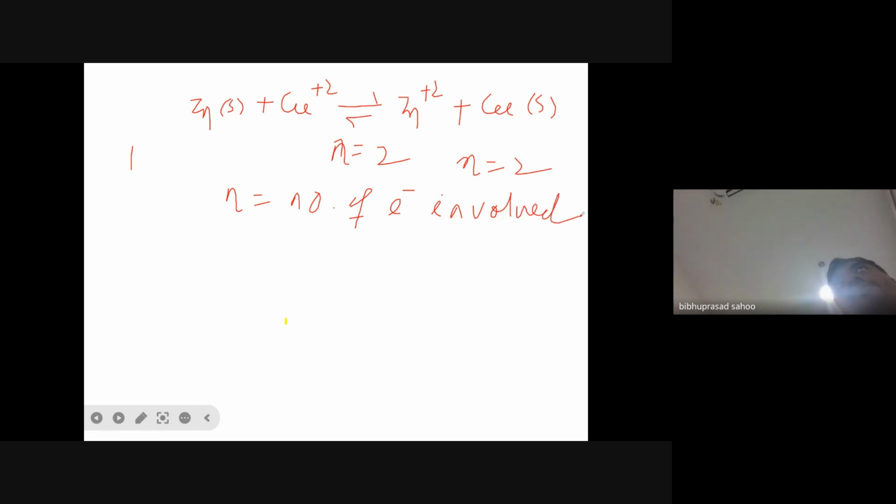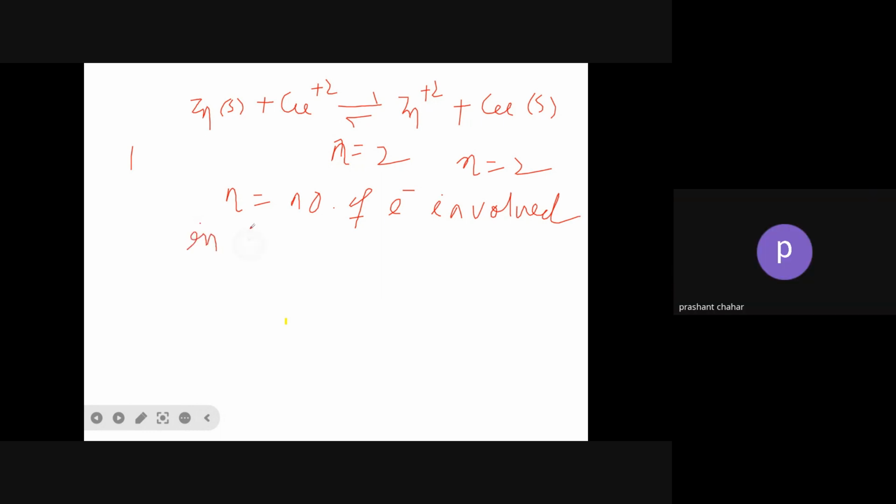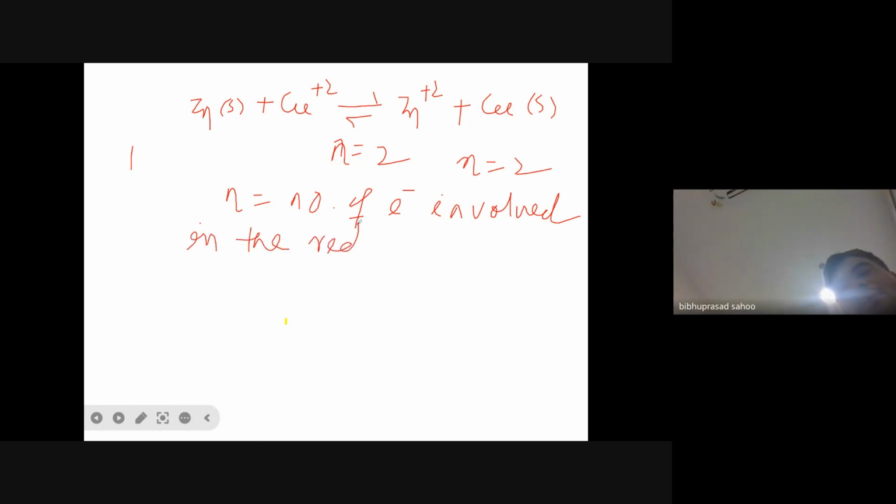Yes, somebody switched on. Say me. Yes, sir. What is n? The number of electrons involved, meaning the redox reaction. Very nice. Okay, so here, is n equal to 2 or not?